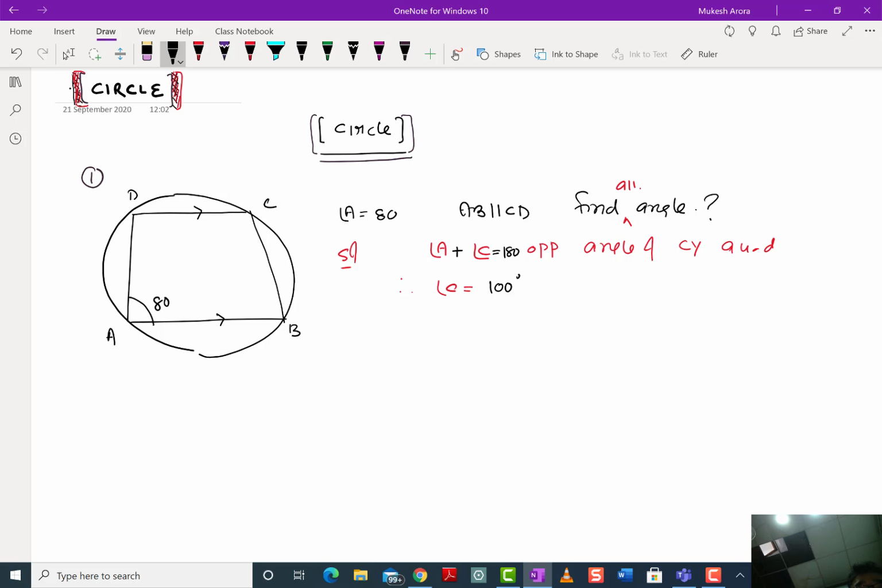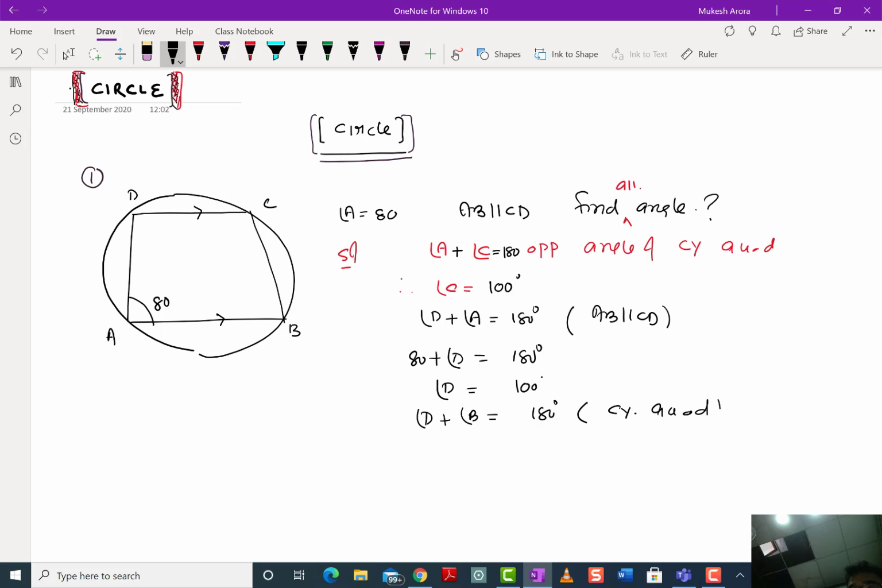And angle D plus A is also equal to 180 because AB is parallel to CD. Therefore 80 plus D is equal to 180. Angle D is also equal to 100 degrees, and D plus B is also equal to 180, opposite angles of a cyclic quadrilateral, so angle B is equal to 80 degrees.